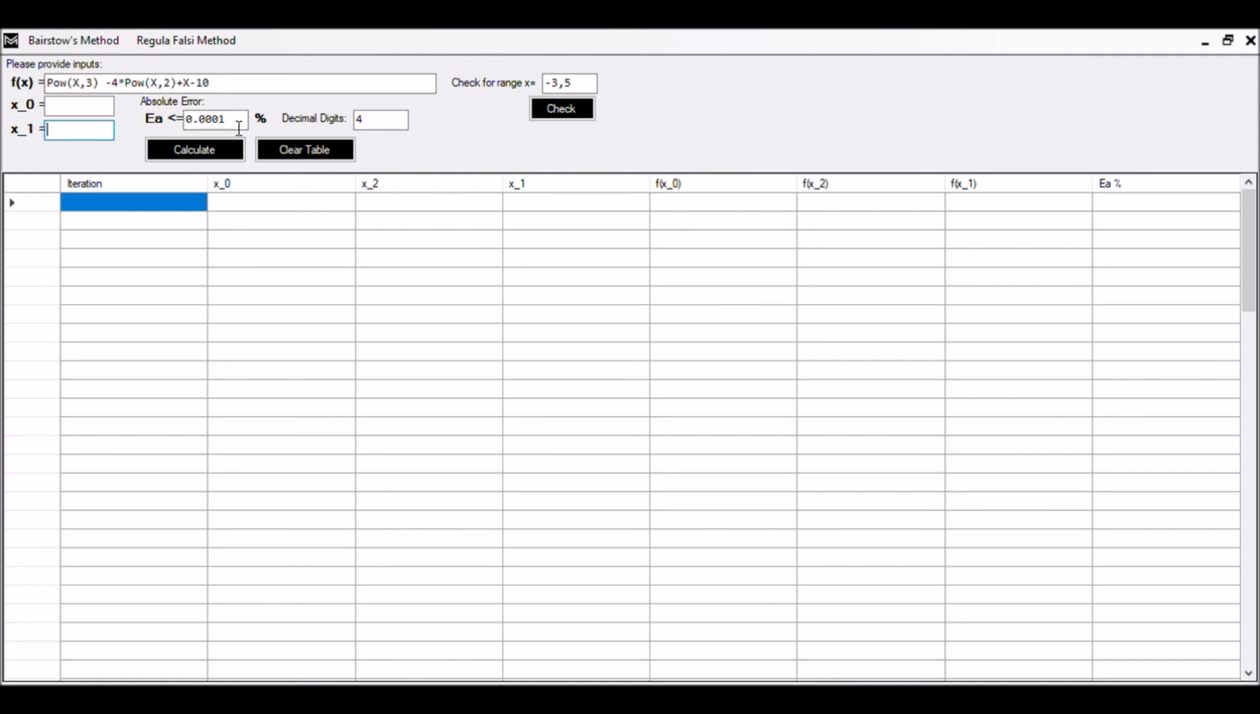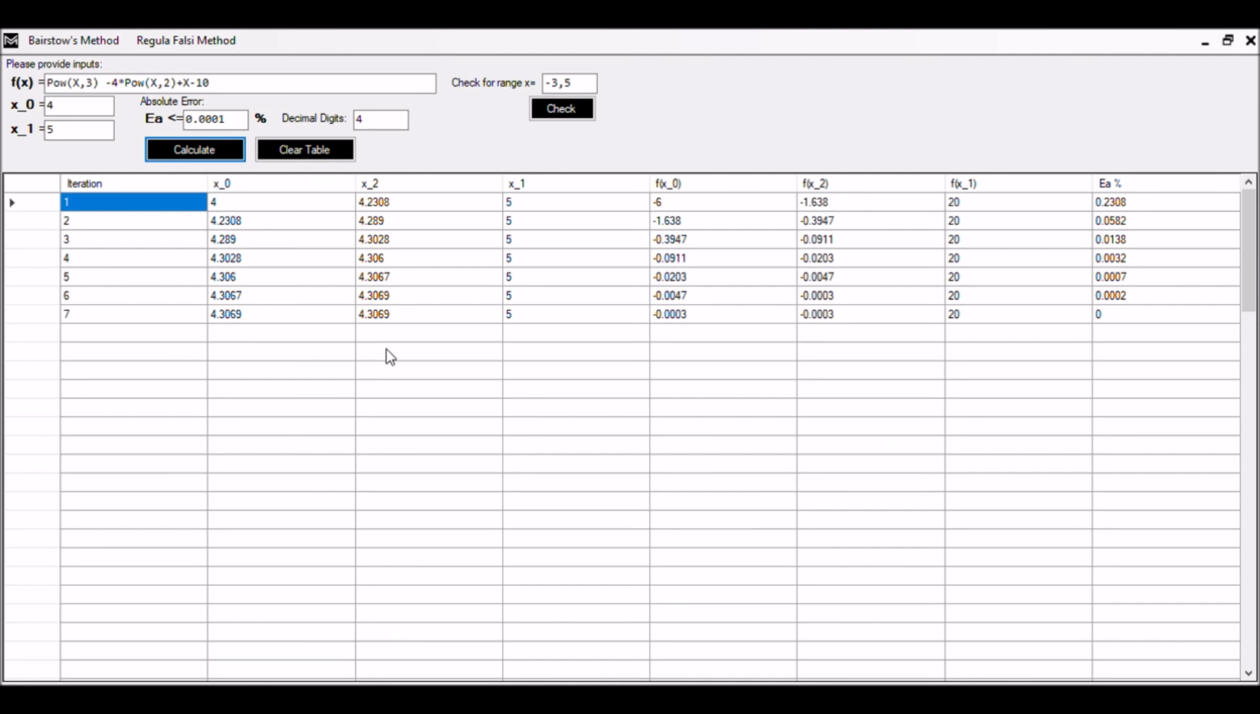So let's put here the terminating condition as 0.0001, the same as before, and also the decimal digit of 4. We also click here the range of -3 and 5. Now we try to click the check. As we can see here, we get the fluctuation found. F of 4 is equal to -6 and f of 5 is equal to 20. So now we also satisfy the bracketing condition. Let's click OK and put here 4 and 5. After putting all the values, we can now click the calculate.